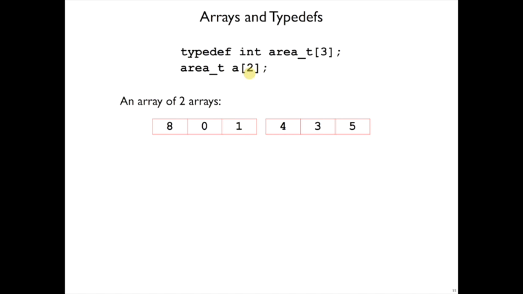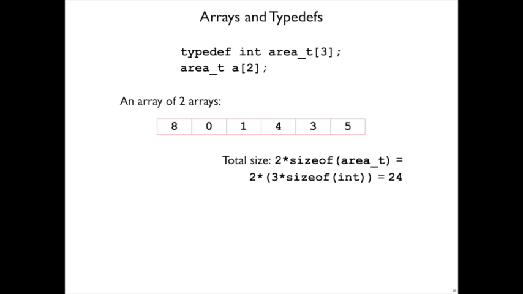Just to change the example, since we had both 3's in both places, if an area_t is 3 and we only make an array of 2 of them, then of course we need 6 integers, so that'll be 24 bytes.